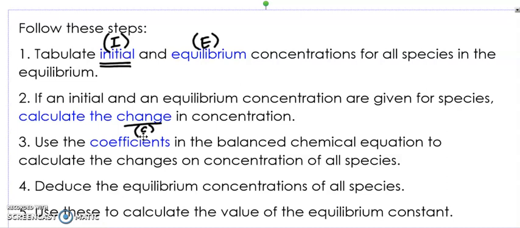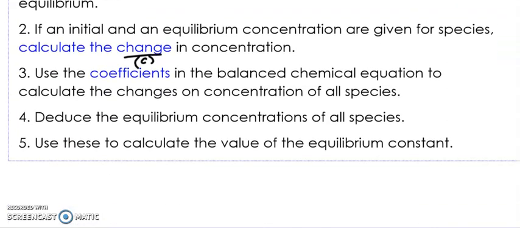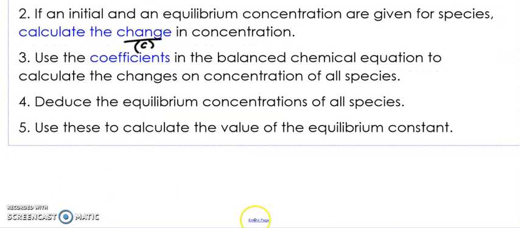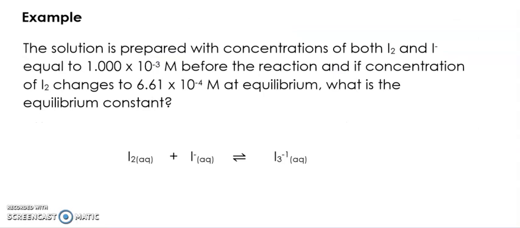We're going to use the coefficients in the balanced chemical equation to calculate the changes in concentration of all species. What I mean by that is we're going to find an equilibrium expression. Then we're going to deduce the equilibrium concentration of all our species, plug them in, and calculate our actual constant. I think this will all make more sense with an example. You have this one in your notes packet.